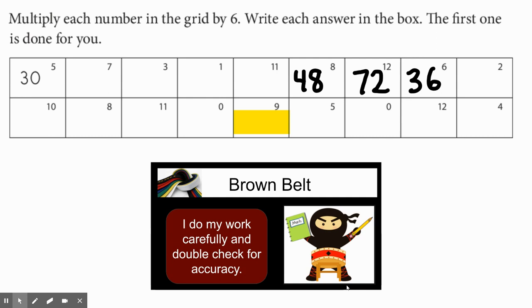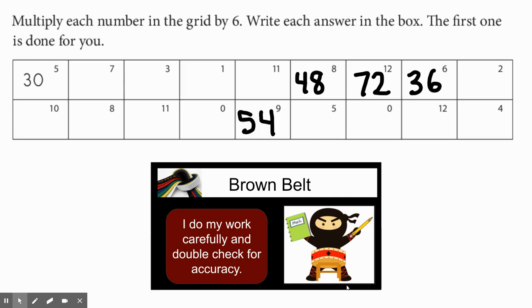All right, last one. What would 6 times 9 be? What strategy is going to work best for you to figure out 6 times 9? I wonder if 6 times 10 could help you. Do your work carefully and double check for accuracy. Mrs. Peters got 54 as a product for 6 times 9.